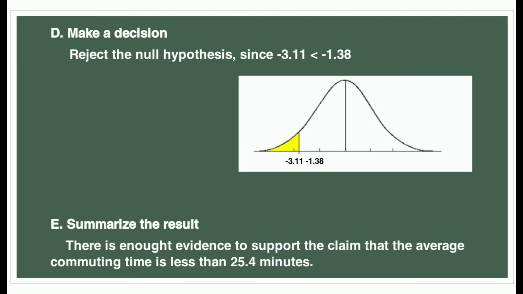The fourth step is make a decision. The decision is reject the null hypothesis, since negative 3.11 is less than negative 1.318. As you can see in the illustration below, the test value is less than the critical value. For the last step, summarize the result. There is enough evidence to support the claim that the average commuting time is less than 25.4 minutes.